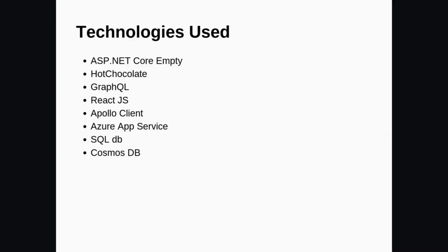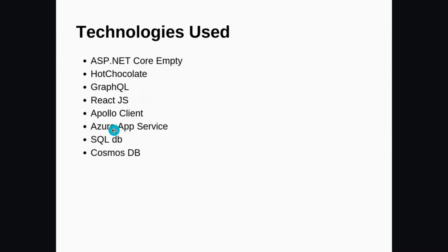Technology used in this video: I am going to use the ASP.NET Core empty project. Whenever in Visual Studio we create a project, that is the project we are going to use. Then the Hot Chocolate NuGet package for the GraphQL API, and then the React JS application for the front end, and the Apollo client, or just a fetch. There is one fetch in the front end to just call the API.